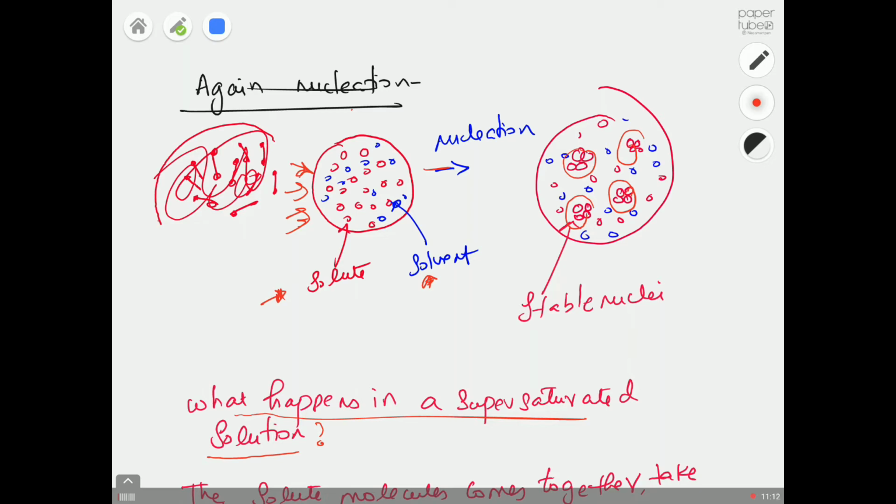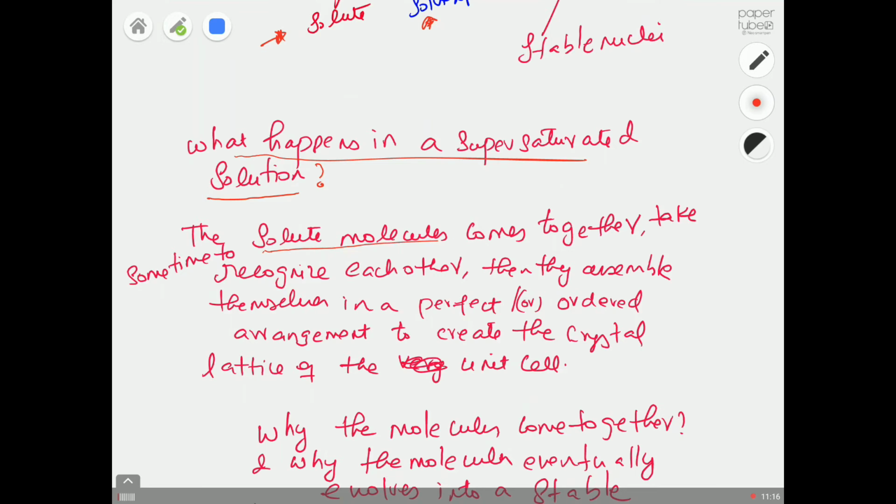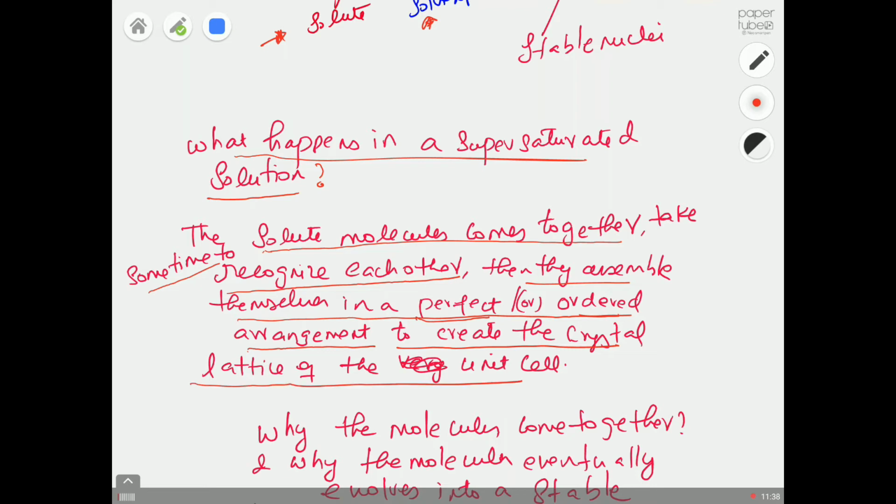So what really happens in a supersaturated solution? The solute molecules come together, that's obvious, and then it will take some time to recognize each other. Then they will assemble themselves in a perfect, or we can call it an ordered arrangement. It depends on the people. Some books call it a perfect arrangement, a few people call it an ordered arrangement, to create the crystal lattice of the very first unit cell.